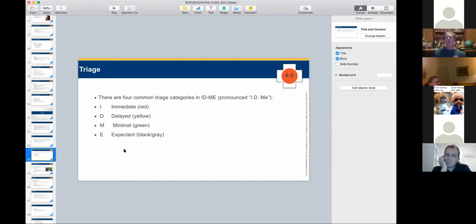So there are 4 common triage categories, okay? Immediate is red, delayed is yellow, minimal is green, black is dead. They use the word expectant, but that's dead, okay?